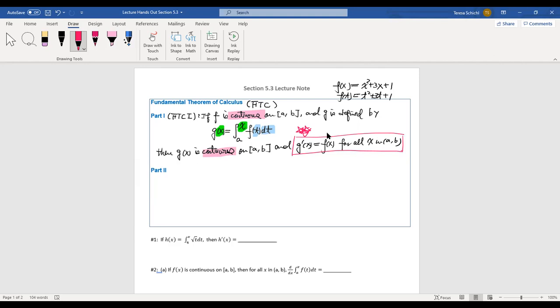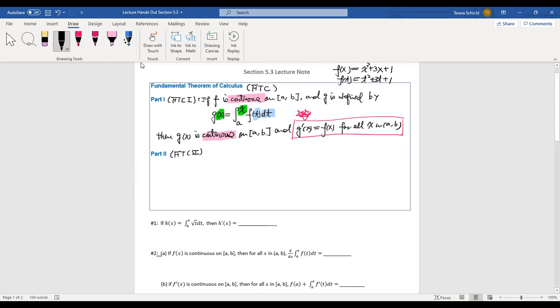So you take the derivative here, but because this is the integration of f of t, you just cancel that out. Okay, so now let's take a look at the second one. What is the second fundamental theorem of calculus? This is FTC, the second fundamental theorem of calculus.